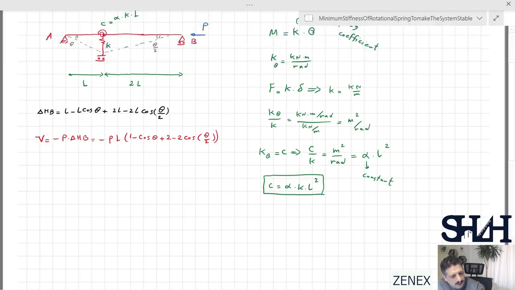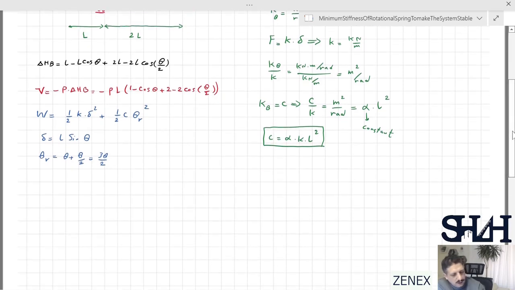And then we calculate the stored energy inside these two springs. So for the first one, it will be 1 over 2 K delta to the power of 2. For the other one, it will be 1 over 2 C relative theta to the power of 2. So delta will be L sine theta, and theta relative will be theta plus theta over 2, 3 theta over 2.